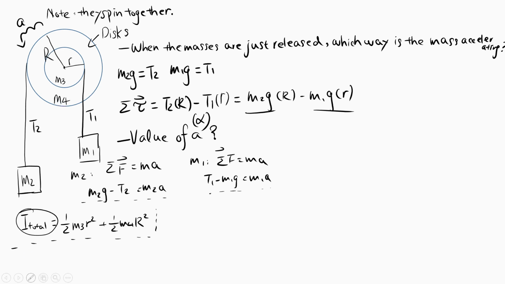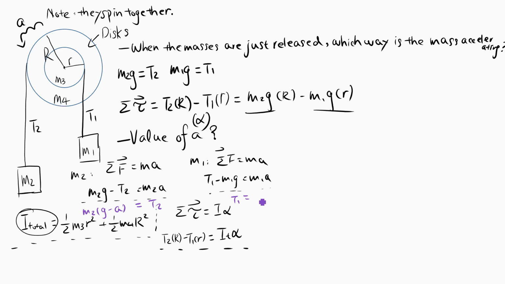Now we can put them together. We still need to sum the torque. The sum of the torque is I alpha. This is just T2 R minus T1 r is equal to I total times alpha. We can express T2 and T1, so let's plug them in. Here I got T2 is m2 (g minus a), and T1 is m1 (a plus g).